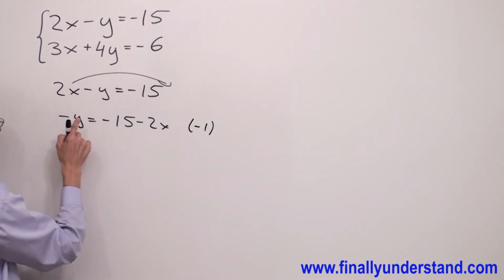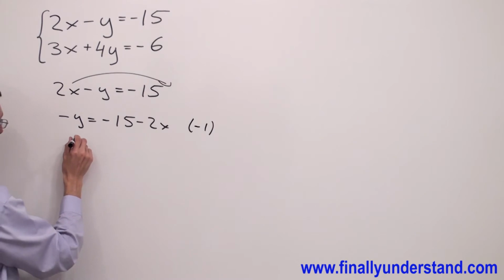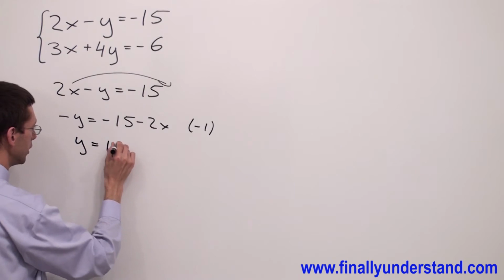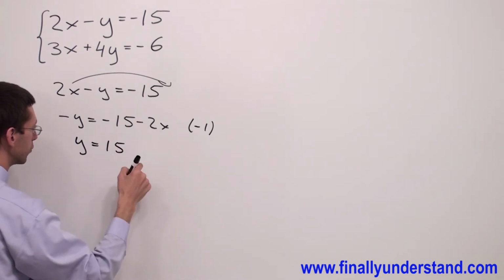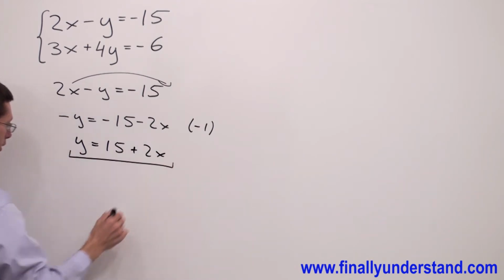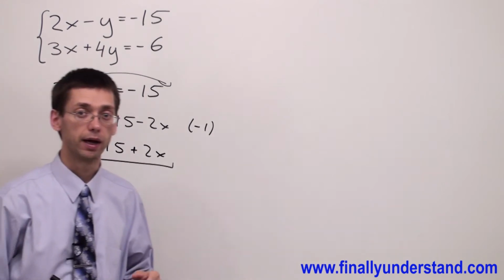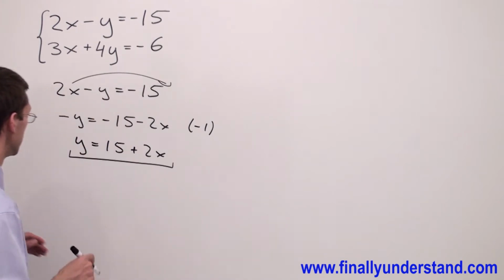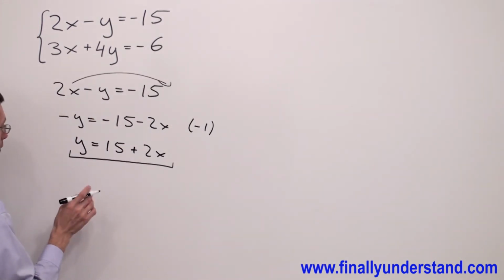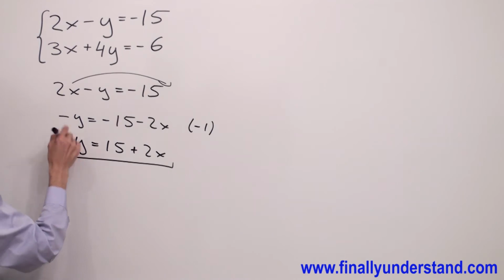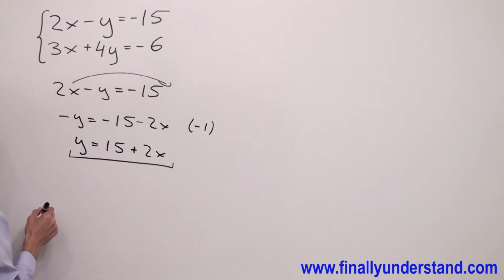Negative y times -1 gives me y equals -15 times -1 is 15. -2x times -1 is positive 2x. So this is my y. Again, this is not my final answer for y. This expression is going to help me to find x. Because I used the first equation to find y, I'm supposed to use the second equation to find x.